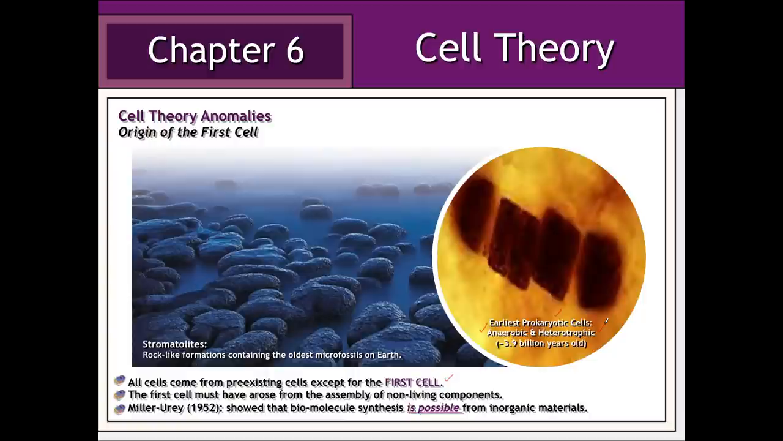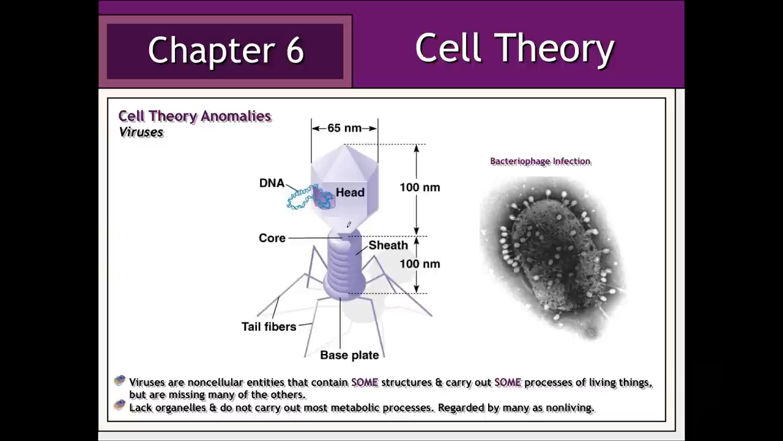Now, there is strong evidence to suggest that cells could have arisen from the self-assembly of non-living components. The Miller-Urey experiment in the early 1950s illustrated this point, and this is something that we'll investigate in greater detail later on this year. Another anomaly that seemingly contradicts cell theory concerns the existence of viruses. Viruses are non-cellular entities in that they are not composed of cells, but rather almost exclusively of an outer protein coat and a nucleic acid, either DNA or RNA.